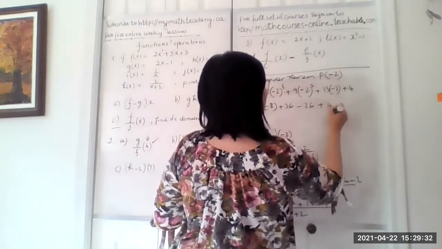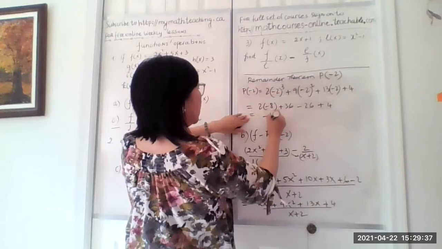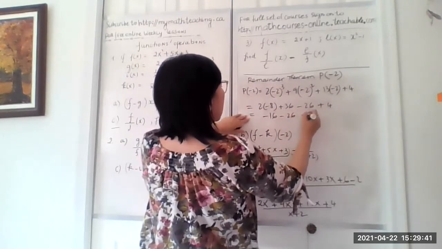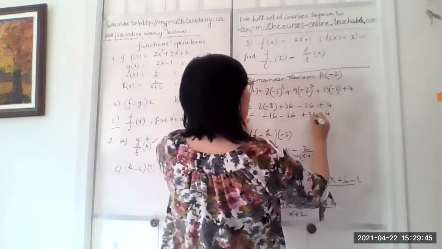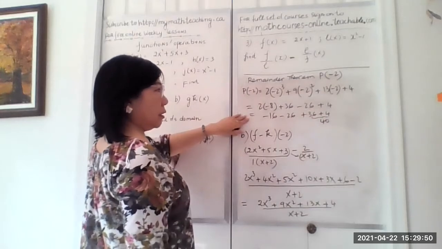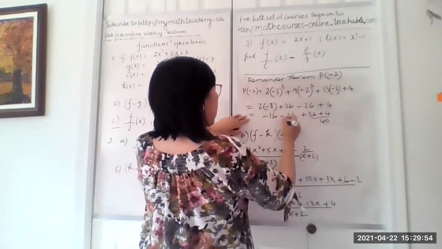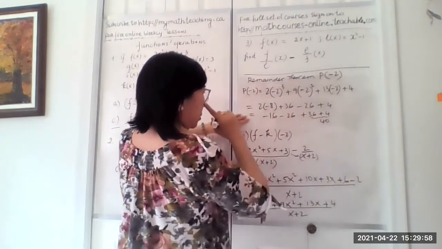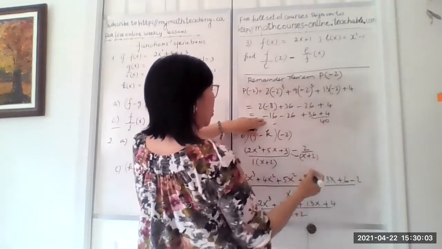And plus 4. So we have 2 times minus 8 is minus 16. Minus 16 minus 26. Add 36. Add 4. So this will give us 40, right? 36 add 4 is 40. 26 add 10. Okay, so this will give us negative, but it's not going to be equal.